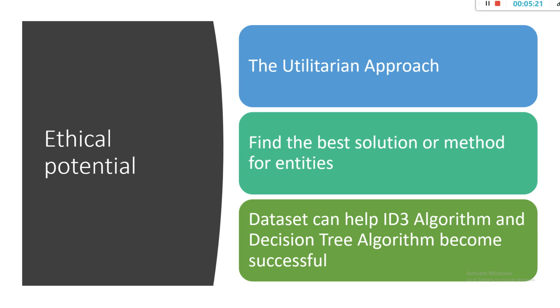According to the utilitarian approach, it is following the rule which is considered equally for every entity or stakeholder before making the decision. The decision tree algorithm can help entities to find the best solution or method for each of them. A dataset can help the ID3 algorithm and this decision tree algorithm become successful, such as the algorithm can separate the dataset into parts from multiple conditions and separate step by step until the division condition is reached.